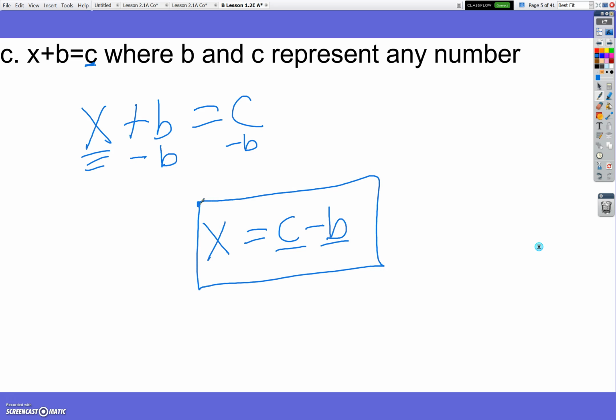Now in 5th period, we got a little stuck of like, well, that looks different. It looks a little weird. How am I supposed to solve it anymore? You're actually not supposed to. So this is your final answer.